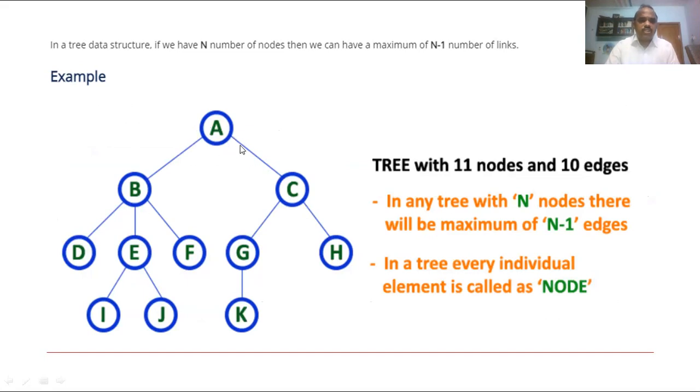For example, this is the root node. A is the root node. Clear? Then B, D, E are all the children. Then this is a subtree. This is also a subtree. These are all the nodes in the tree. So this is an example of a general tree.